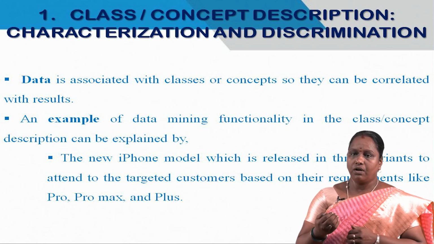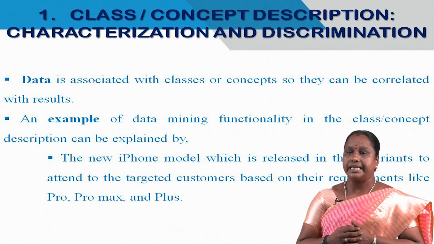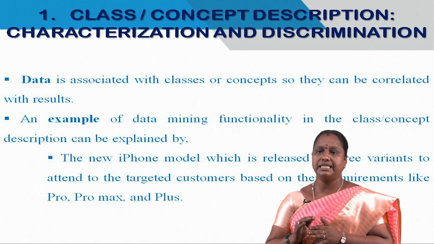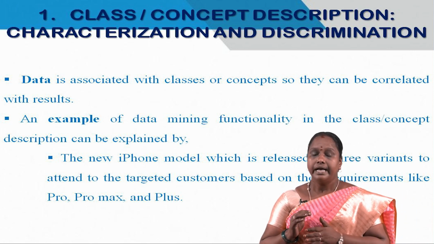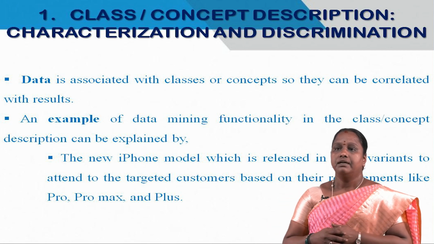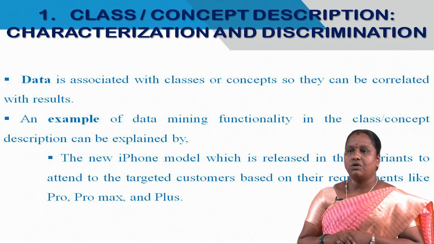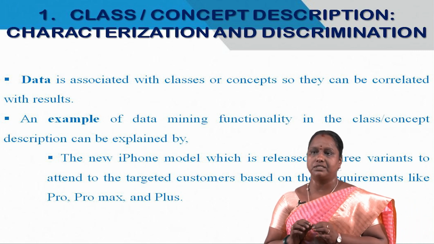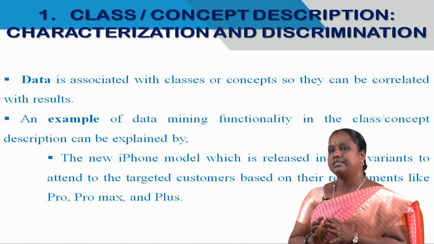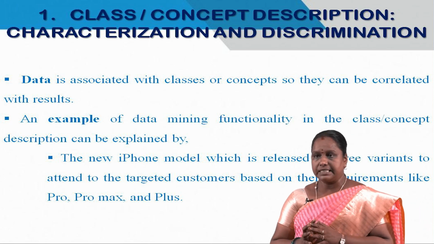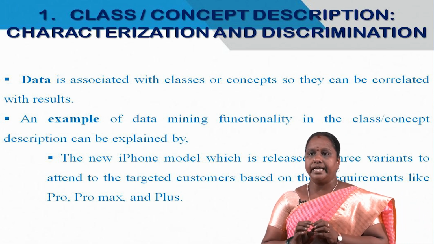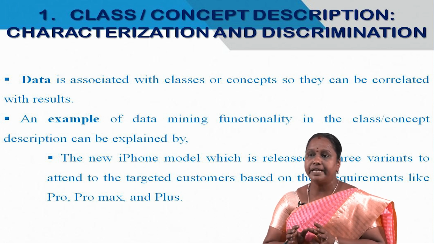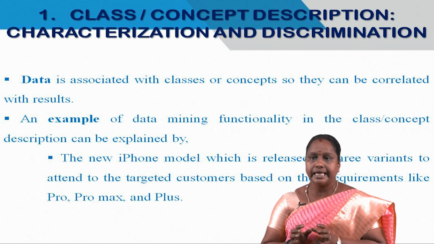Next, below are all the data mining functionalities with examples, so that you have an in-depth understanding of how these functionalities are used in the real world to work with data. First of all, we see about the class concept description, that is, characterization and discrimination is the class concept description. Data is associated with classes or concepts, so they can be correlated with results. Data class concept description can be explained for data mining functionalities with examples.